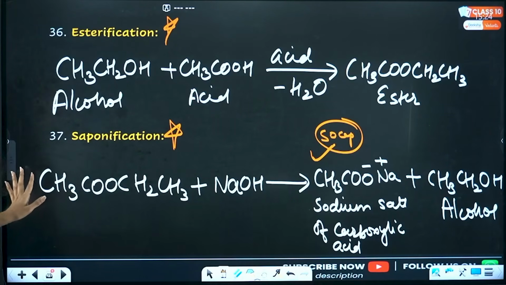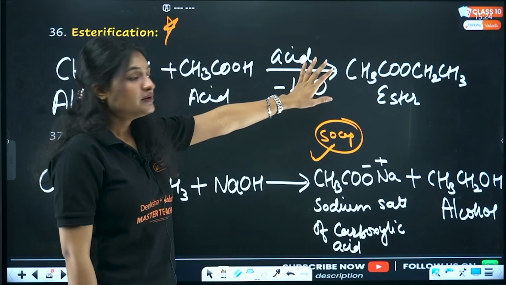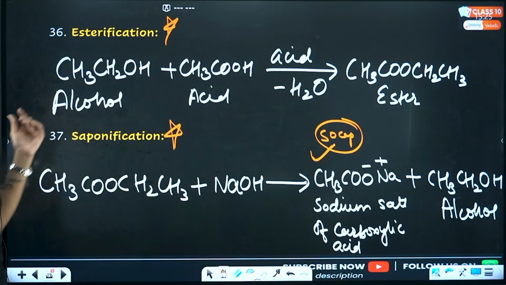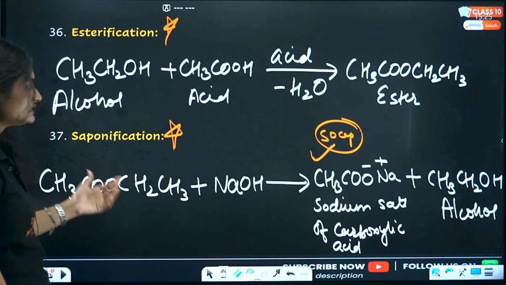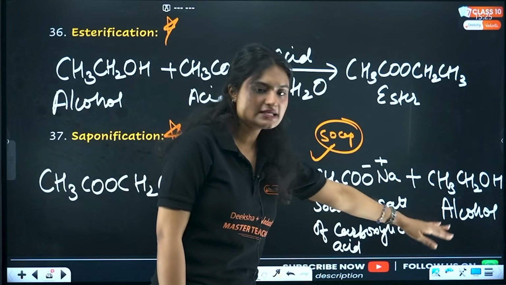Then you have esterification, saponification. Any alcohol combines with an acid in the presence of an acidic medium, we get an ester. That is esterification. Saponification is the reverse of esterification. You take an ester and heat it in the presence of base, and that's how you get the sodium salt of carboxylic acid and the alcohol.